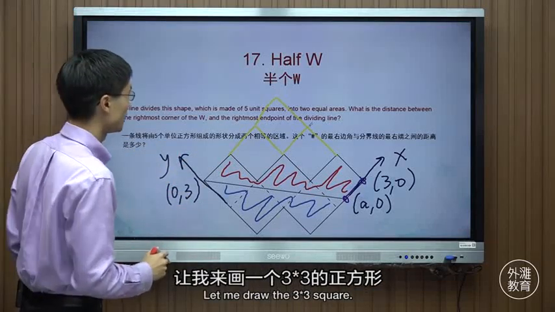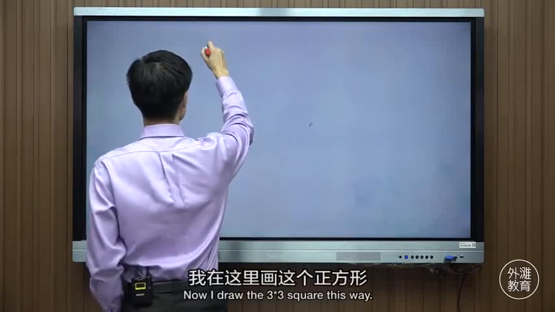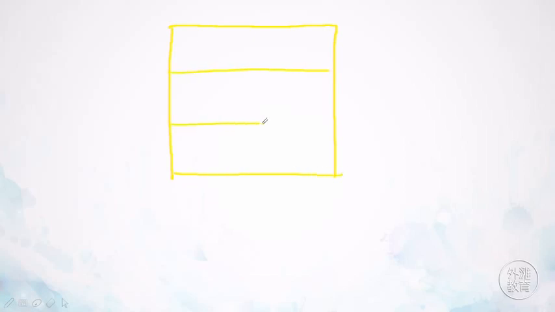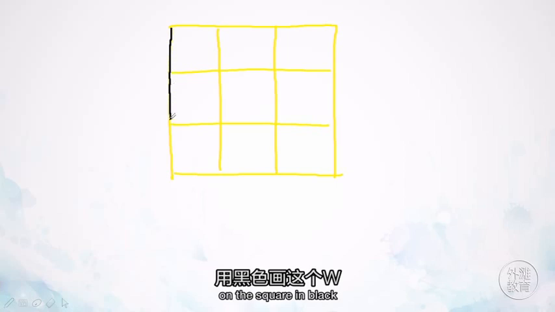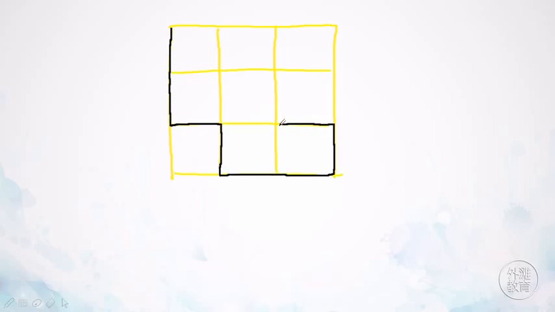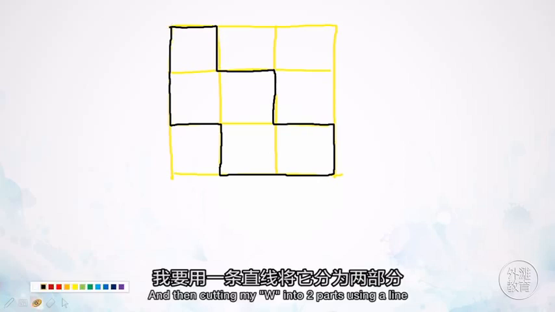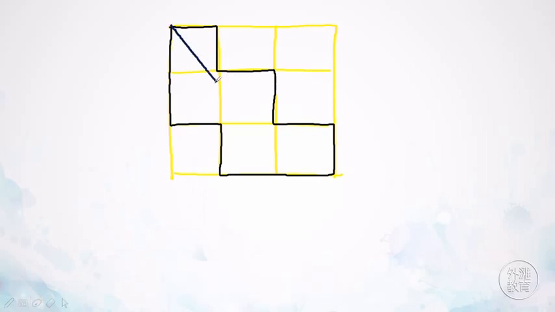Let me draw the 3 by 3 square. Now I'll draw the 3 by 3 square this way. I'm using yellow because now I'm going to draw the actual W on this square in black. So this is my W. And I'm cutting my W into 2 parts using a line which is doing this.